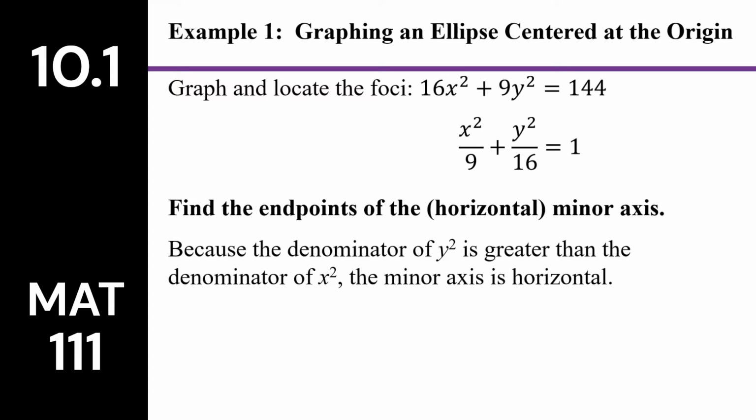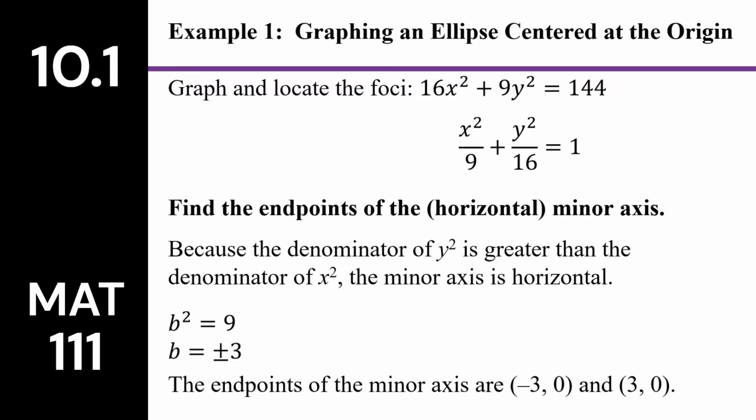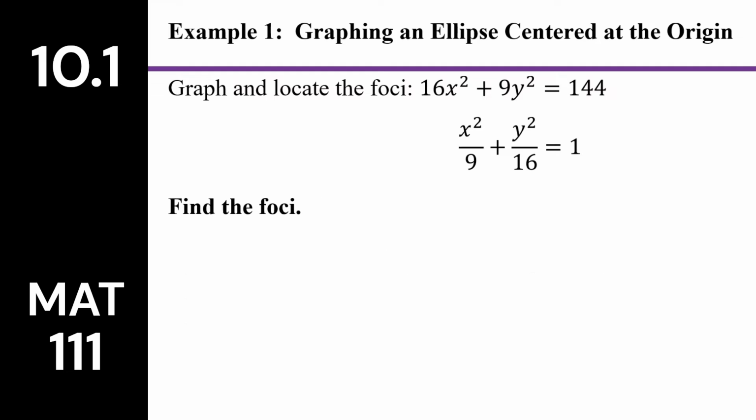Because the denominator of y squared is greater than the denominator of x squared, our minor axis is horizontal. B squared equals 9, so b equals plus or minus 3. So the endpoints of the minor axis are 3 units to the left and 3 units to the right of the center 0, 0. To find the foci, we'll use the equation c squared equals a squared minus b squared, where a squared is 16 and b squared is 9.